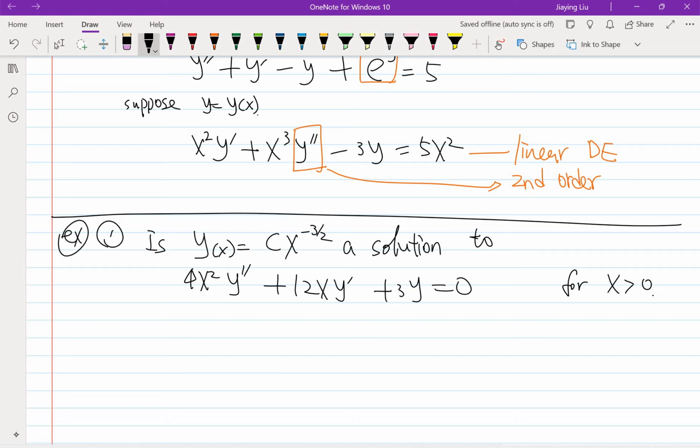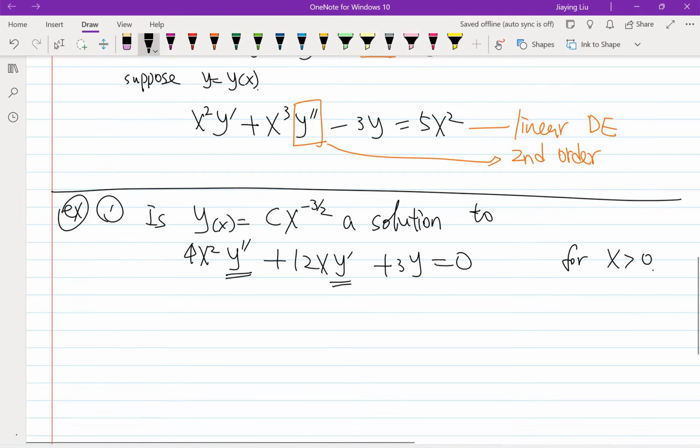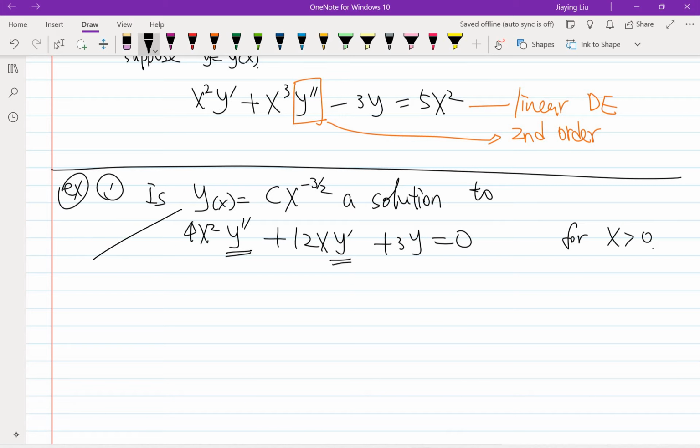What do we do to show whether that's a solution? We plug in, right? We take whatever is given, and then we plug it into the equation, and see if we maintain the equality. So before we plug in, on the side, maybe we can do a little bit of extra work, because we need to know the second derivative, we need to know the first derivative. So let's find them on the side.